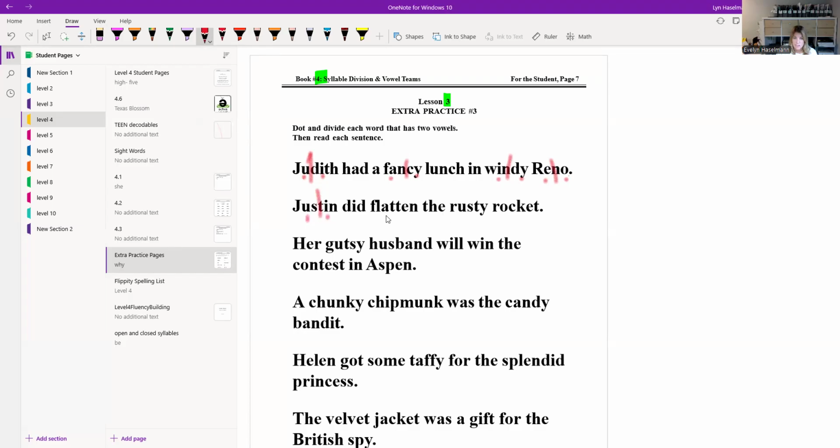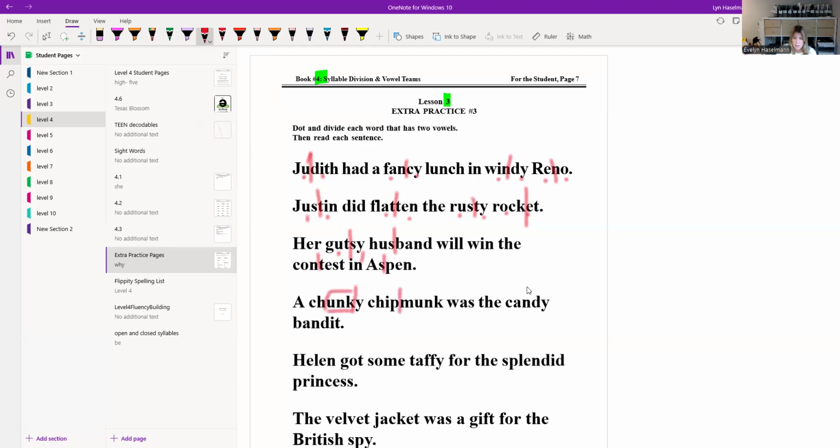Justin, flatten, rusty. Here's one of the exception ones. Again, the CK always sticks with the short vowel, rocket. Oop, that's not a very good dot, but you get the hint. This is going to be gusty, husband, contest, aspen, chunky. Now remember, this is a unit right here. It's got to stay together.